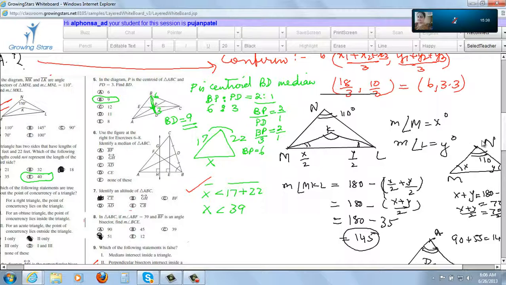Okay. And question number 6. You have a whole lot of line segments there. You have to choose. Use the figure to identify a median. So if you look here, you have the midpoints and the equal segments shown. So D is the midpoint. So AD will be the median.